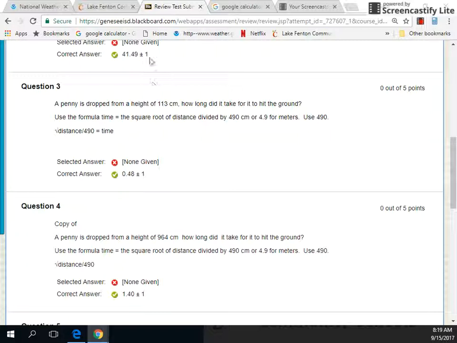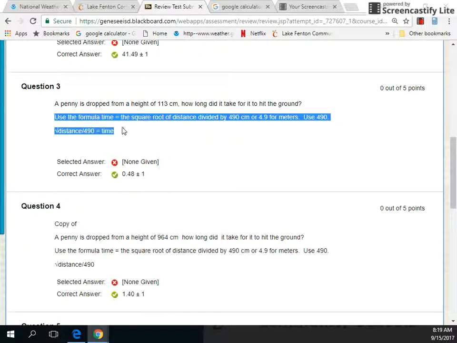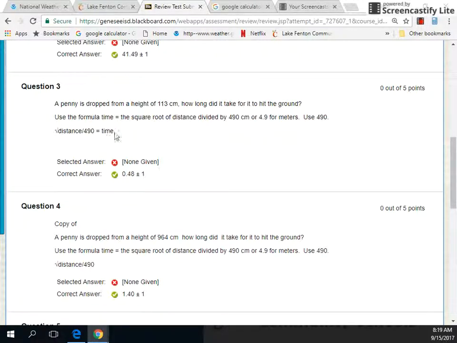Now, this one, because this is in centimeters, we can use 490. Does that make sense? But we have to use this formula, which is the square root of distance divided by 490. And that is how you set it up. Distance divided by 490, square rooted.